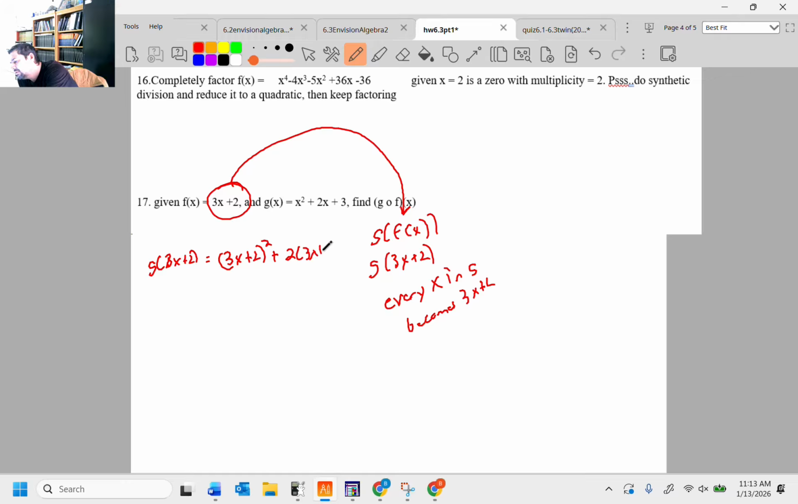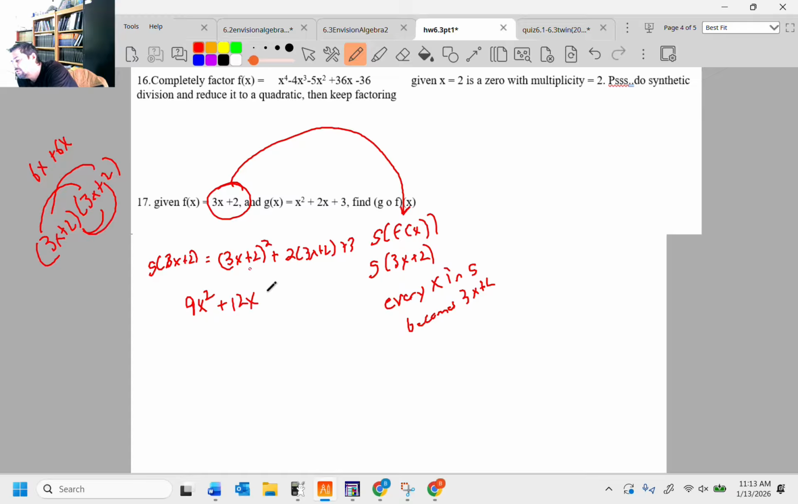Or sorry, 3x plus 2. Now, if you're going to square something, you're going to write it twice. Then you're going to FOIL: 3 times 3, 9x squared. 3 times 2, don't forget about the 6x. Write that up here. It happens again right there. And 6x plus 6x is 12x.